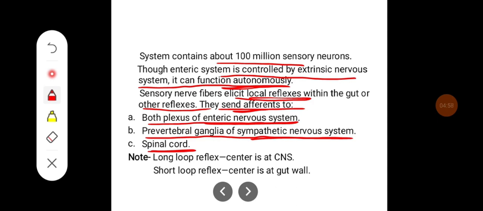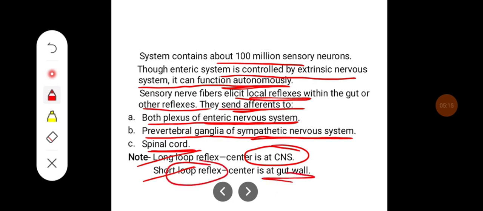The different types of loop reflexes can be short loop reflex or long loop reflex. The long loop reflexes mainly involve the center in the central nervous system, that is in the brain, whereas short loop reflexes, their center is usually in the gut wall, that is the enteric nervous system.